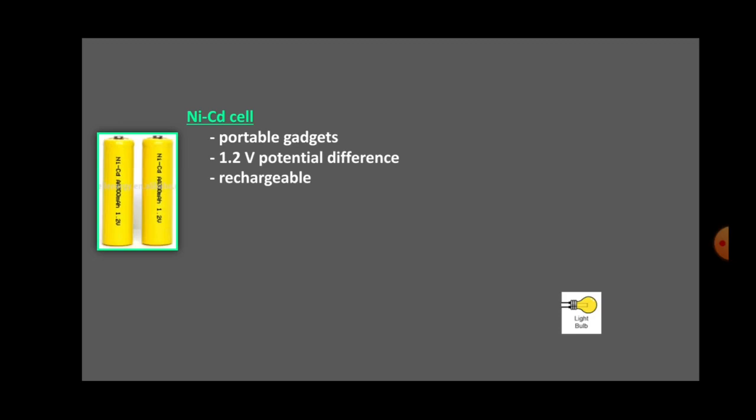In the olden times, once the batteries or the cells were used up, they were to be thrown, discarded, and we had to purchase new cells. But now rechargeable cells are available. Once the charge is over, we can again charge it and use it again and again. So it lasts for a much longer period of time. Now these cells can deliver 1.2 volt potential difference, and as I said, they are rechargeable. They can be charged again and again.